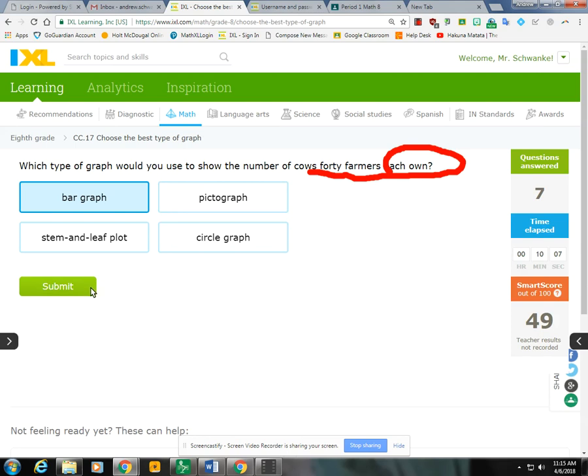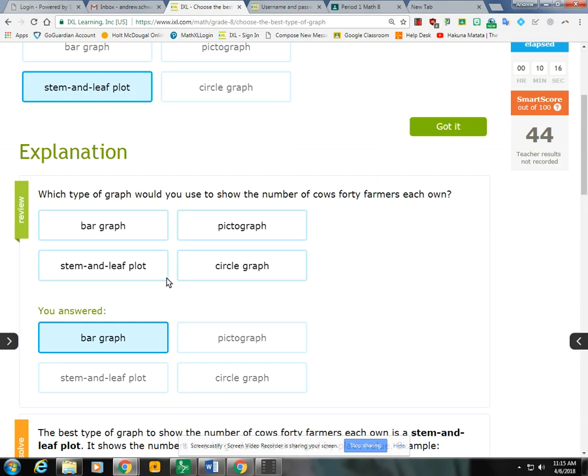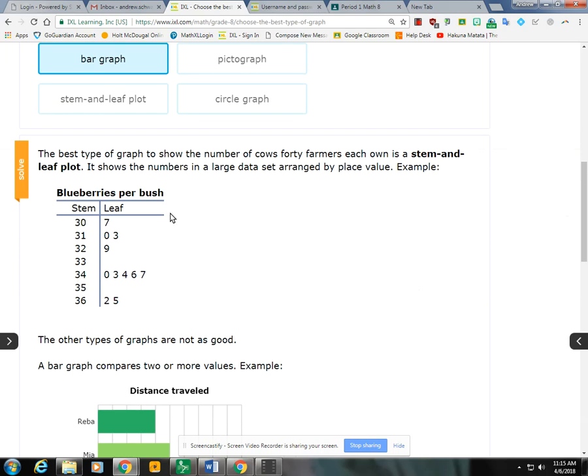Let's see. If they say stem and leaf plot, it's because it's a large set of data. But let's see what they say. So they said stem and leaf plot, because they say it's a large data set. All right.